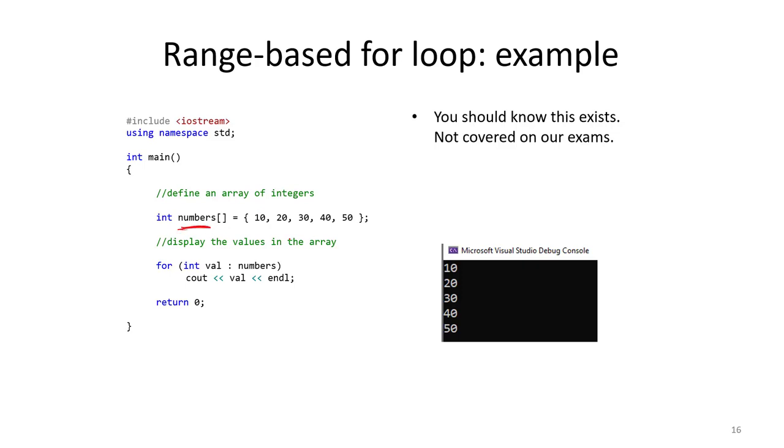If I have this array named numbers, so here I've declared and initialized the array numbers to contain 10, 20, 30, 40, 50, notice that if I want to output the values of numbers to the screen, I can use this special syntax. For int val in numbers, I output val. So essentially what this is doing is it's going through each element of numbers and outputting that value to the screen.